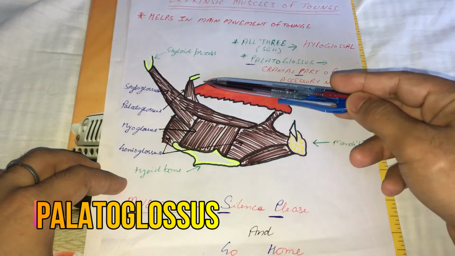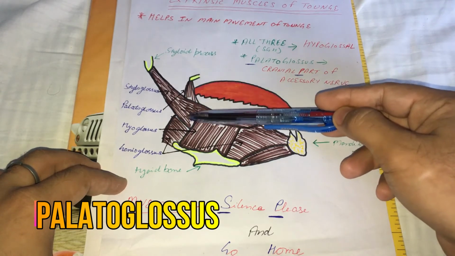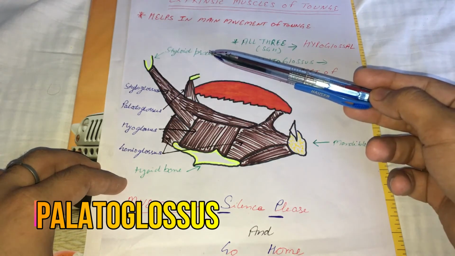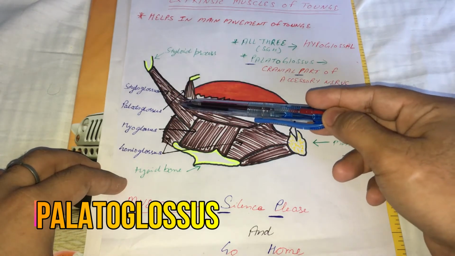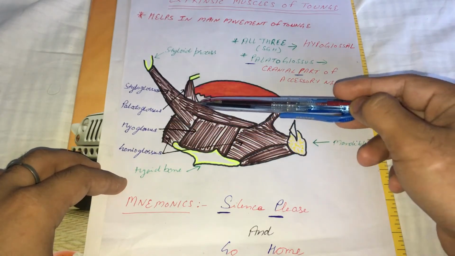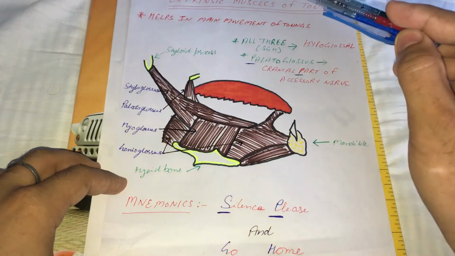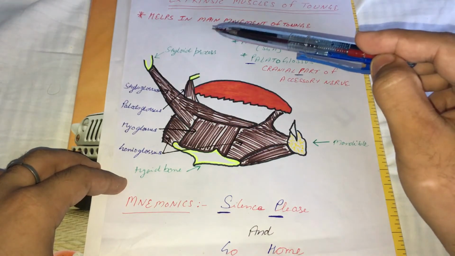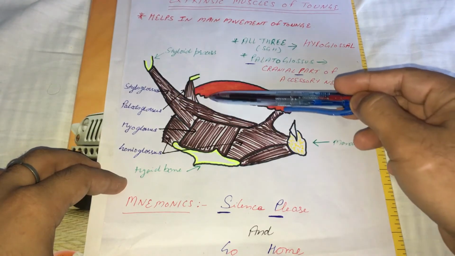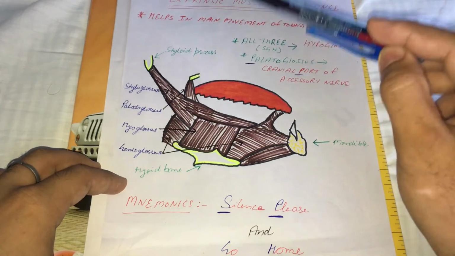It originates from the palatine aponeurosis and it is also inserted into the side of the tongue. Clear? Now coming to the action of the palatoglossus, it closes the aperture from the oropharynx to the oral cavity. Clear? I am repeating again, the action of palatoglossus is that it closes the aperture from the oral cavity to the oropharynx. Clear?